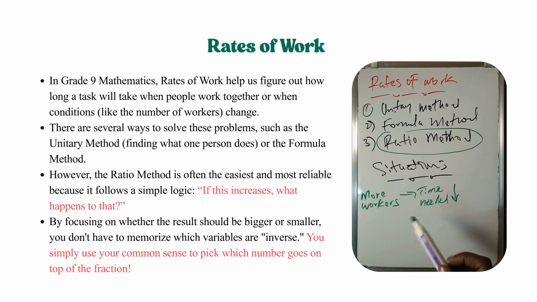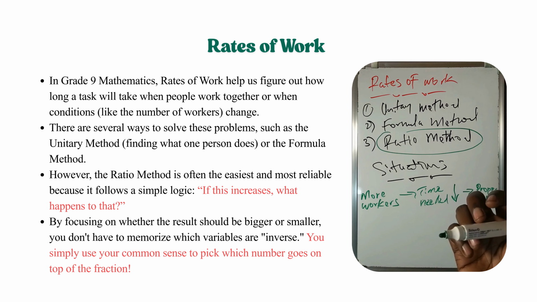So when the time needed decreases, we will use a decreasing ratio, and the decreasing ratio is a proper fraction. What I mean by a proper fraction is that we'll have a smaller number over a bigger number. That is when we have more workers. When you have more workers, they will require less time to complete any job. That's one of the situations.